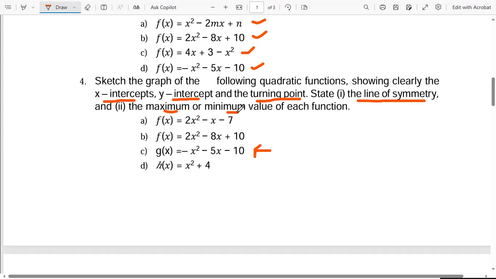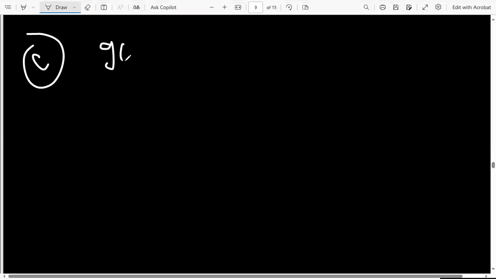Okay, so let's get one of these functions and sketch it. So let's get C here. Okay, so C, let's solve it. Okay, so we are solving C on question 4, which is given by G of x is equal to minus x squared minus 5x, then minus 10.